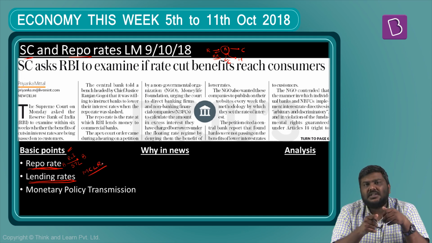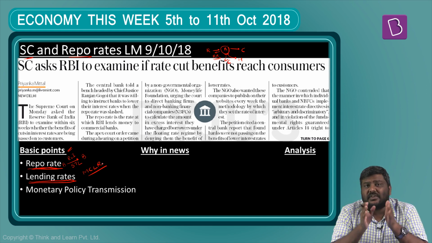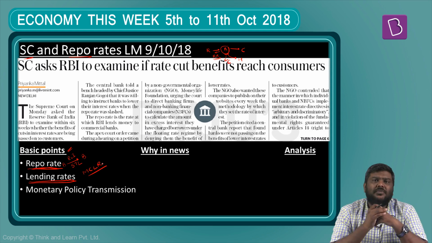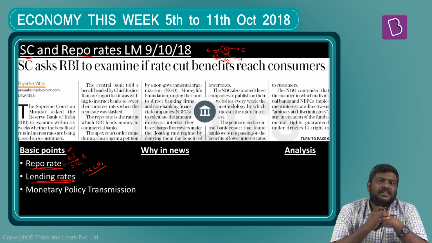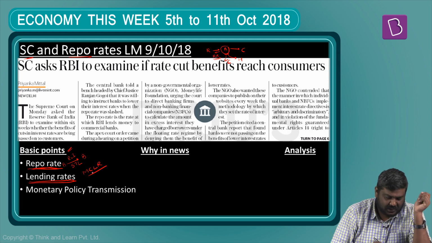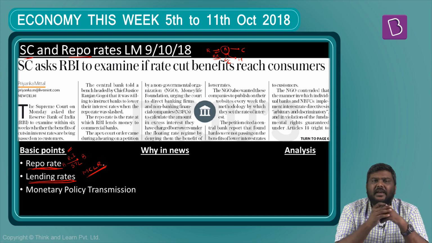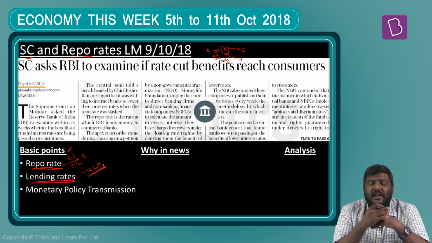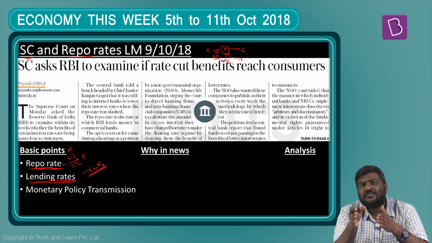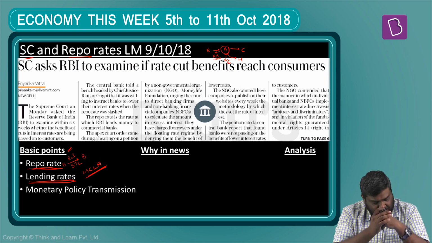MCLR stands for Marginal Cost of Funding Based Lending Rate. This was introduced from 1st April 2016, and for any new loans issued after 1st April 2016, RBI says to decide the lending rates based on MCLR. That is, each bank will determine its own lending rate, and based on that, they will add a certain premium and issue these loans at a certain rate of interest. This is the concept of MCLR.